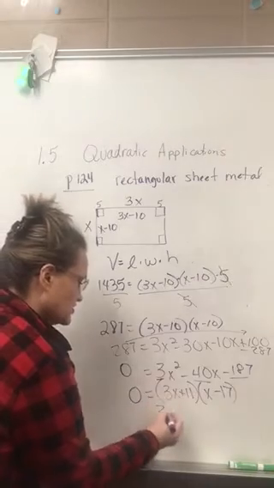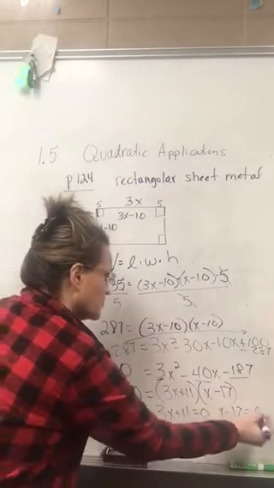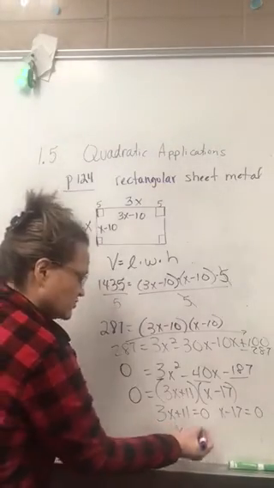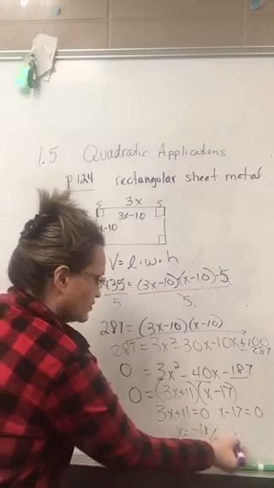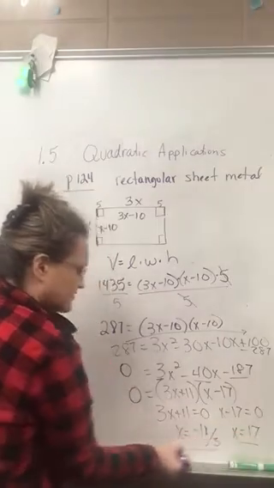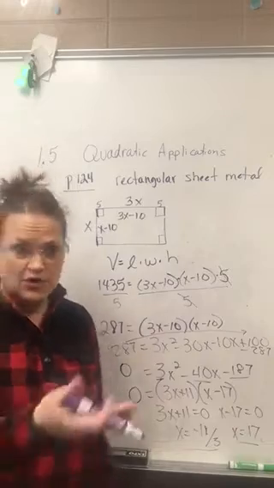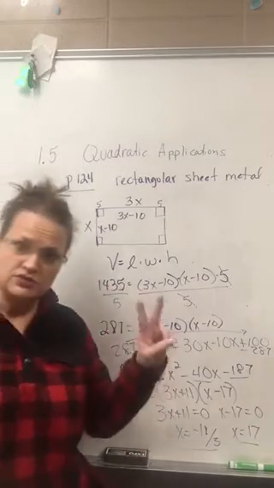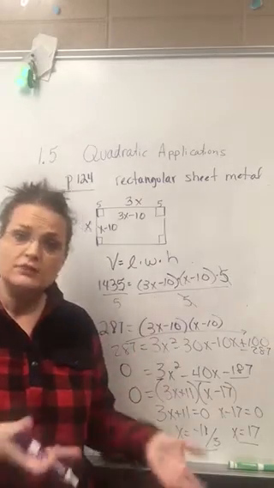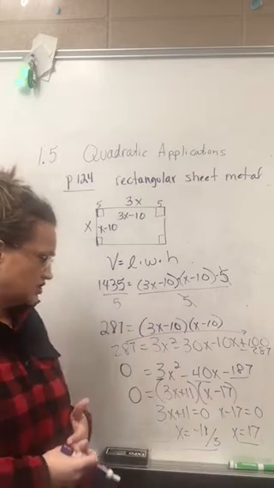So our solutions then, when we set each factor equal to 0, we get two solutions as we normally do with quadratics: negative 11/3 and positive 17. Now, we got two answers, like I said, because quadratic second degree equations that we were solving, x squared, should have two answers. But in a reading problem, sometimes one of the answers doesn't work back in the original, so you do need to check that out.